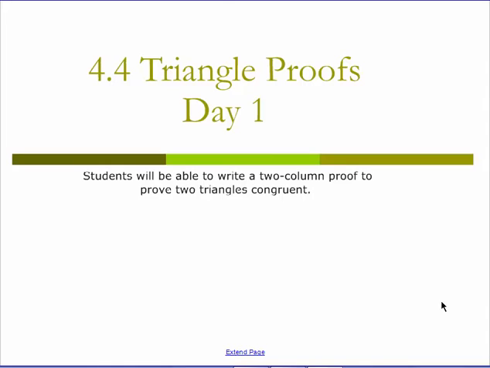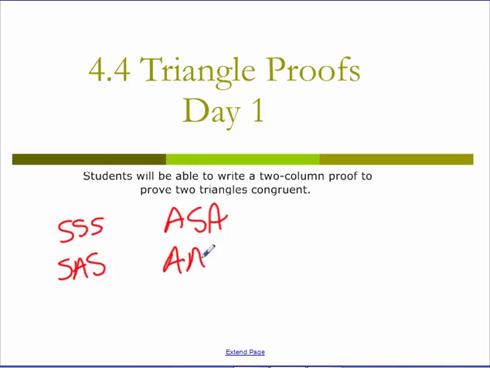All right, we're going to begin working on proofs. We've already figured out that there were 4 ways to prove triangles congruent. We already looked at these in the previous video. There's SSS, SAS, ASA, and AAS. And now S stood for side, A stood for angle. So when you have these 3 components out of the triangle, you're able to prove they're congruent.